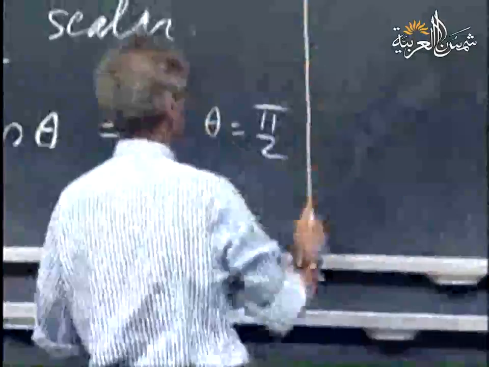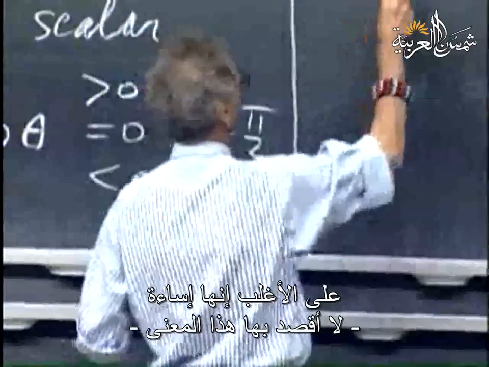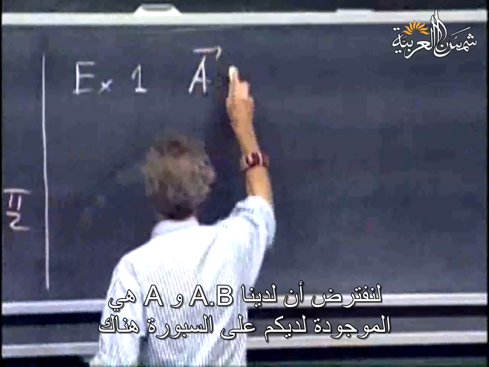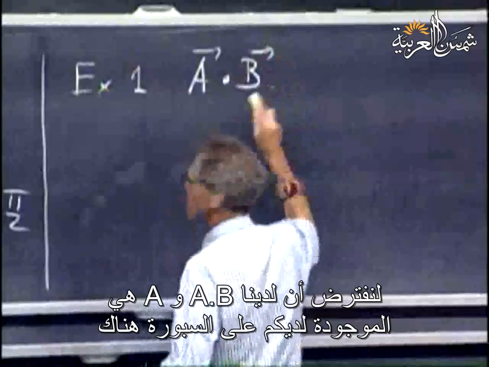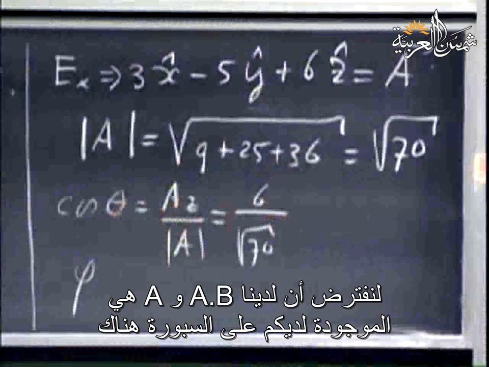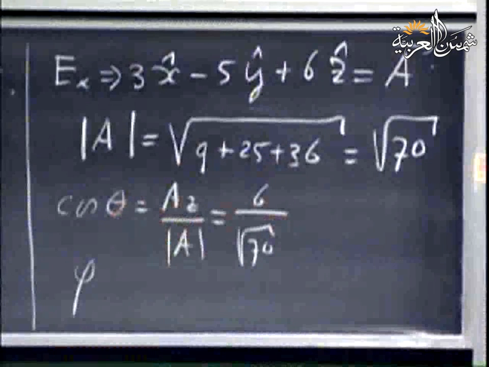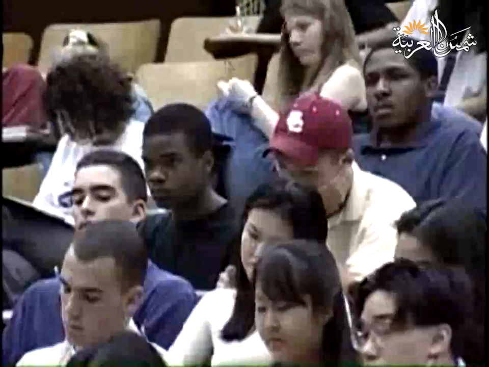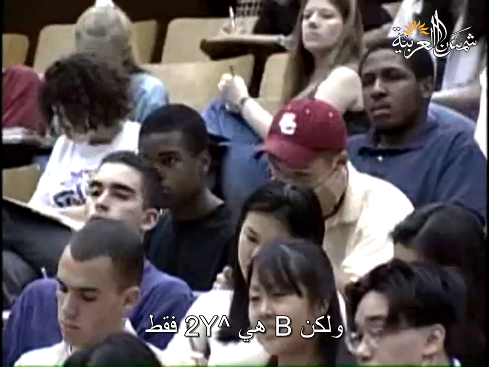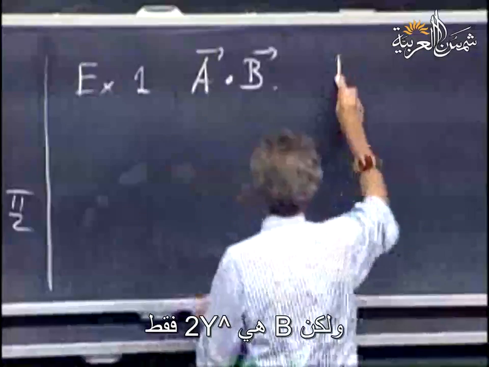I could do an extremely simple example with you. The simplest that I can think of, perhaps it's almost an insult, it's not meant that way. Suppose we have A dot B, and A is the one that you already have on the blackboard there. Right here, that's A. But B is just 2y dropped.